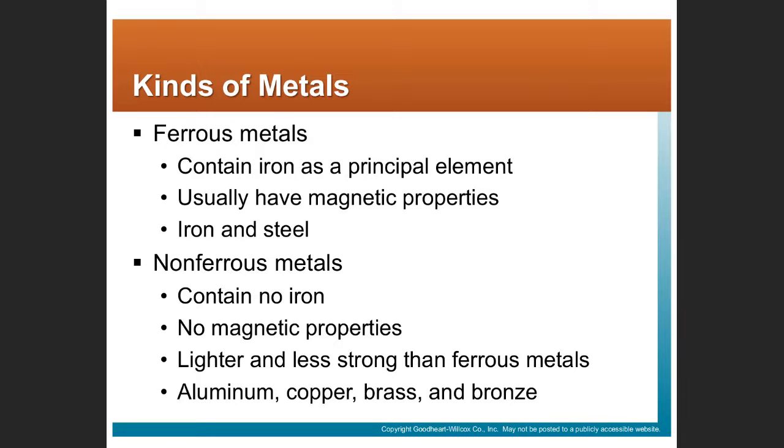Non-ferrous metals do not contain iron. They're not magnetic. Some examples of non-ferrous metals: aluminum, which we just talked about in windows and doors; copper in plumbing and electric wires; brass or bronze. Sometimes brass is used in plumbing fixtures. Bronze might be door hardware, et cetera.